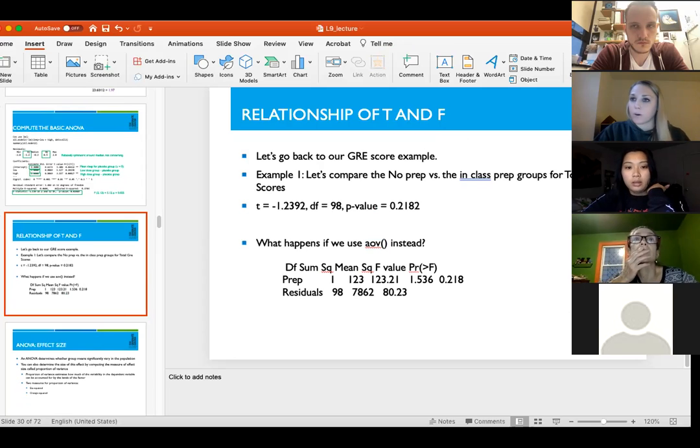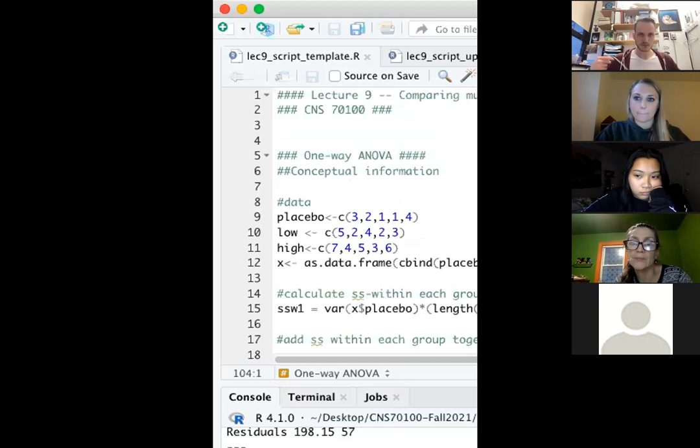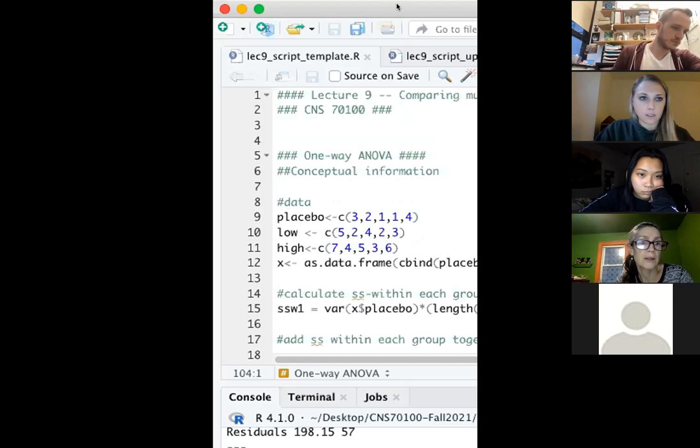All right, so I'm going to hop into R now and actually go through these calculations with you guys. That way you can see it. Let's see if I can find my R window. You guys see my R window? Because I can't. Oh, there it is.